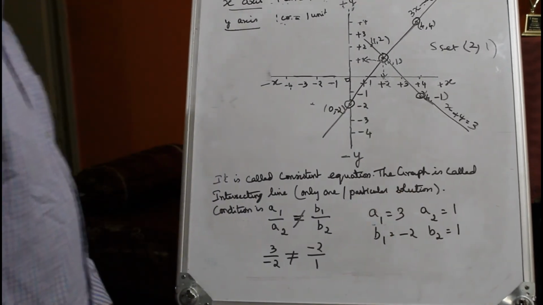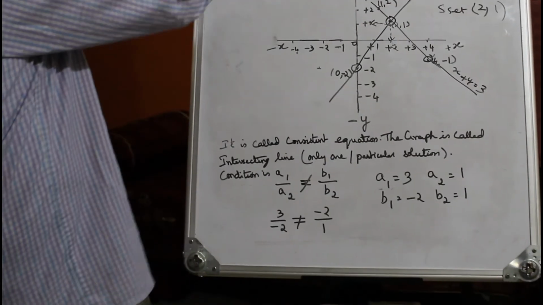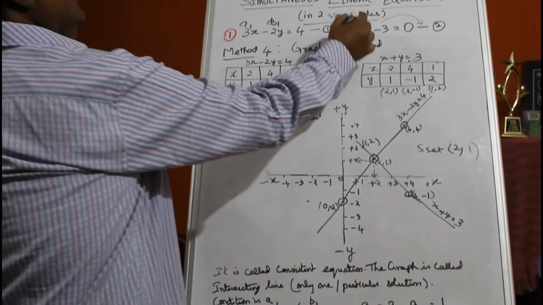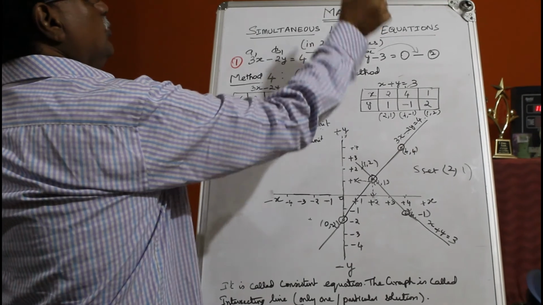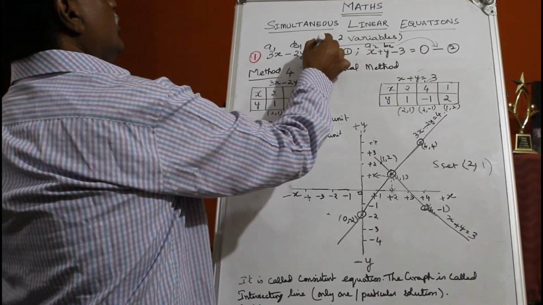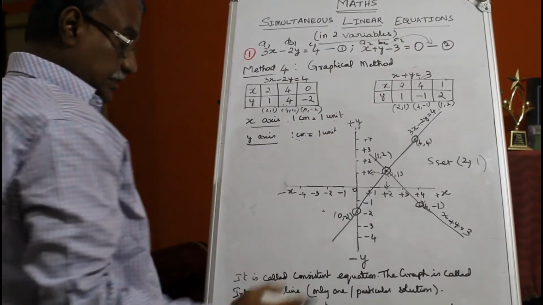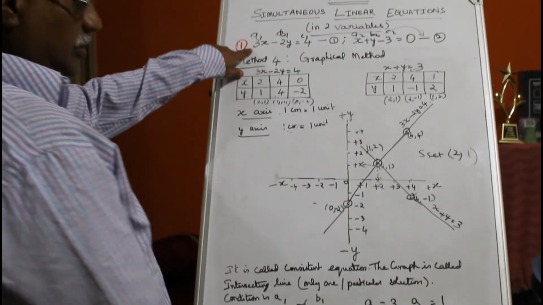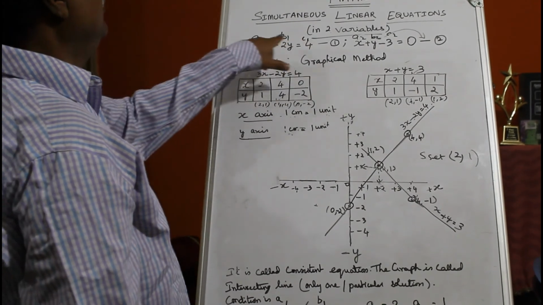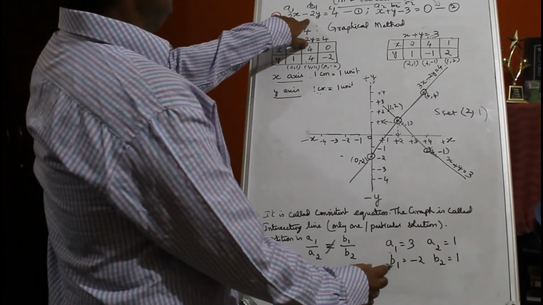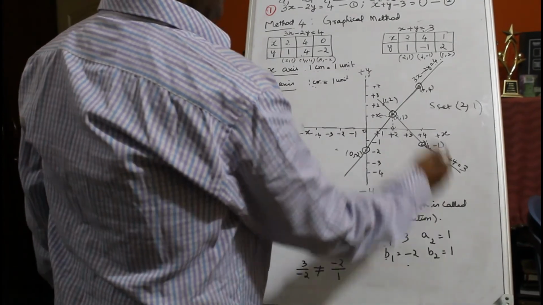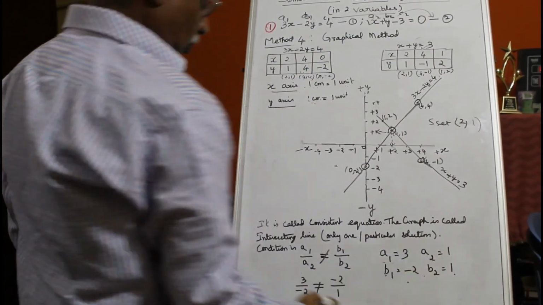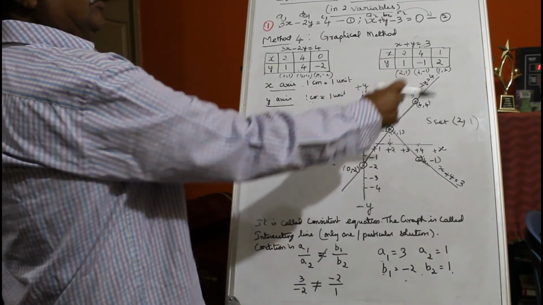or particular solution. The condition is, this is called A1, this is called B1, this is called A2 and B2, and this is called C1, C2. The condition is A1 by A2 not equal to B1 by B2. Look here, A1 is nothing but 3, the coefficient, and B1 is minus 2, A2 is 1, and B2 is also 1. So if you put it, the ratios won't be equal. So this is called intersecting lines.